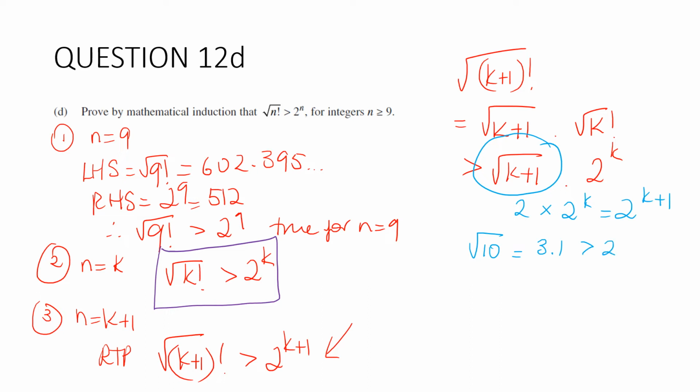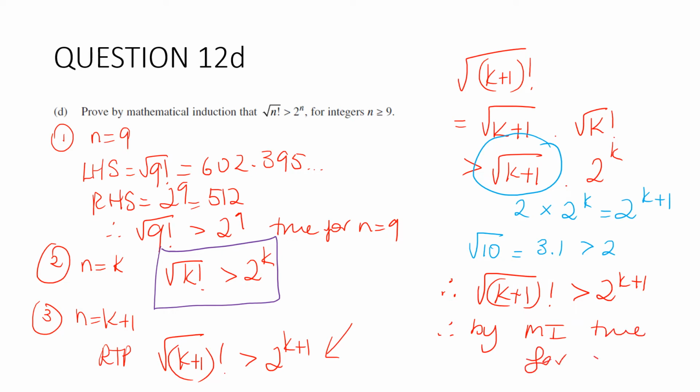So here's the logic. Because we've proven that our statement is greater than a thing that is bigger than the thing we wanted to prove, then this must be greater than that. So we've proved it. We will just say, therefore, the square root of (k plus 1) factorial is greater than 2 to the k plus 1. Therefore, by process of mathematical induction, true for all n. I'm sure you'll write that better than me.